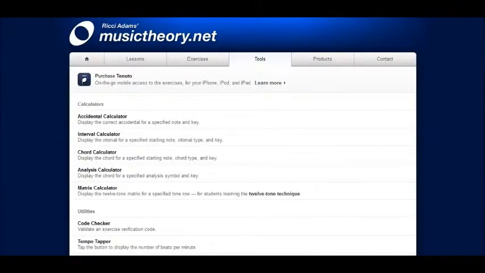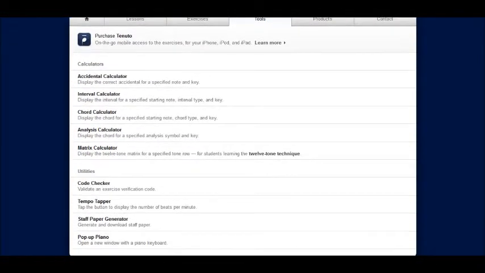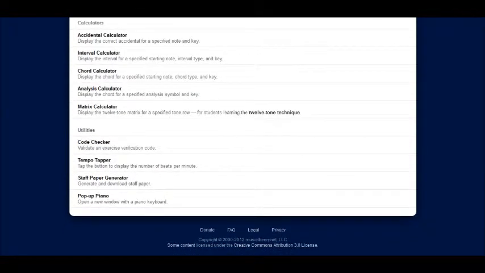The third section of the website contains tools, many of which would be useful for a classroom music teacher. These include blank manuscript paper, which can be printed for use by students, a tempo tapper, which can be used to measure the tempo of musical excerpts, and calculators to determine intervals, chords, and other things.